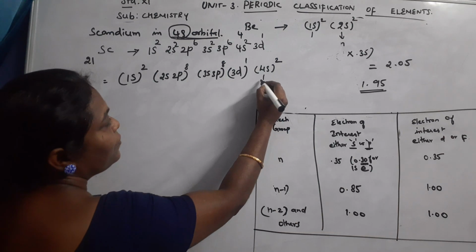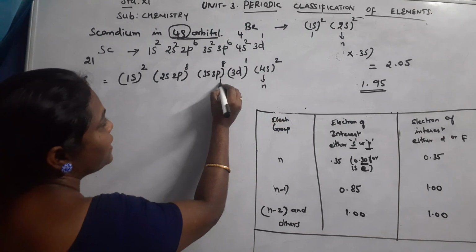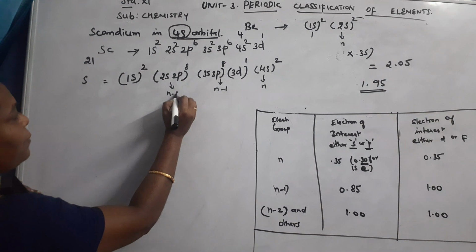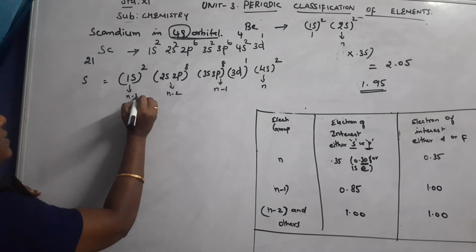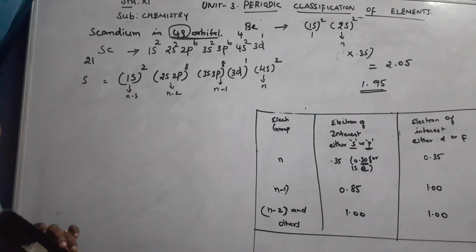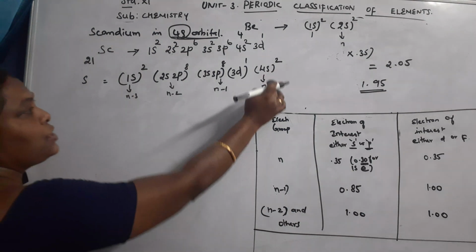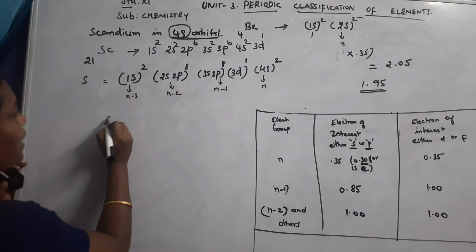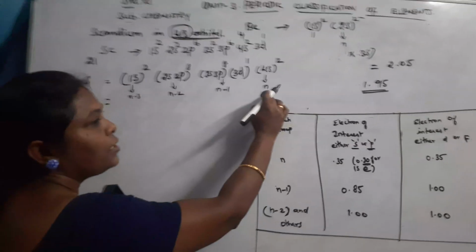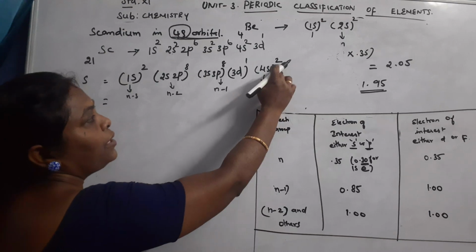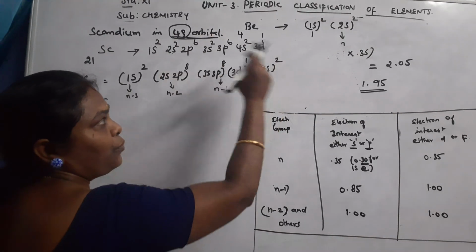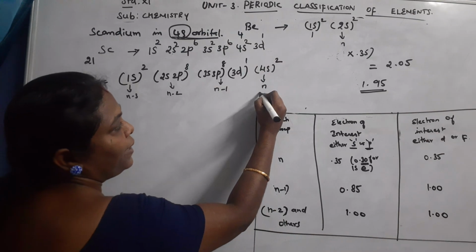This is the nth shell. So this corresponds to n minus 1, this corresponds to n minus 2, and this corresponds to n minus 3. They are grouped together. So nth shell, n minus 1, n minus 2, n minus 3. Okay, now, for the 4s electron we are calculating for 1 electron, the remaining one in the 4s orbital.